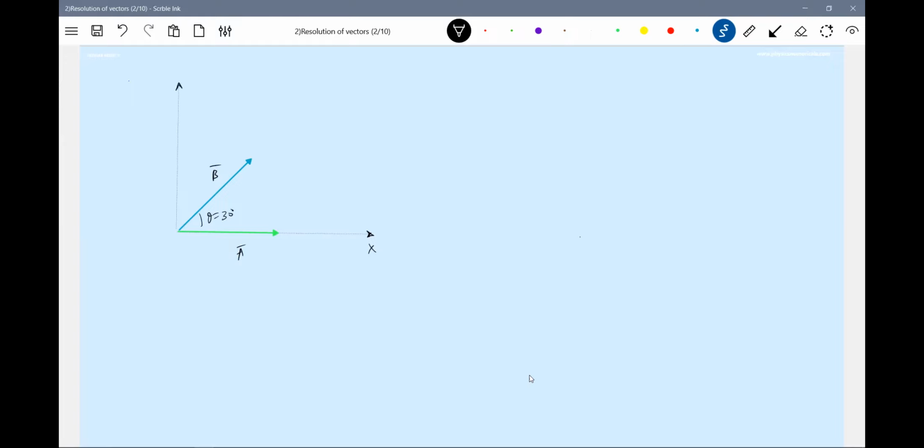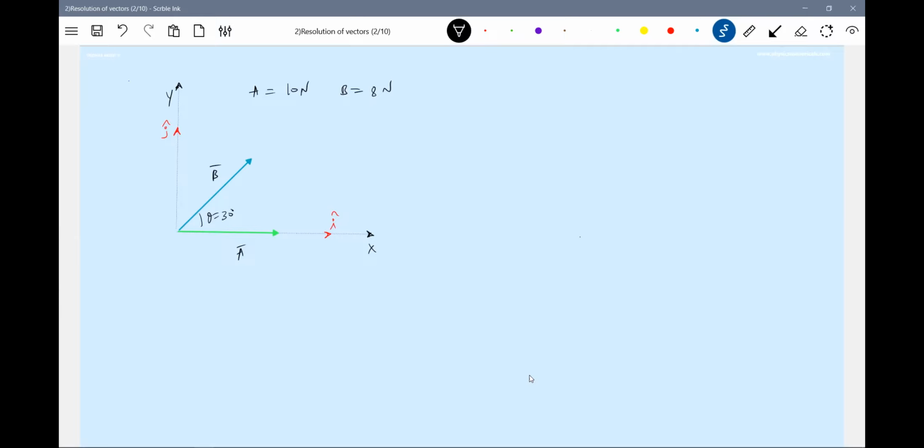What are the unit vectors? The I cap will be the unit vector along the x-axis, and J cap will be the unit vector along the y-axis. What is the vector a bar? It's very easy. Let the magnitude of a be 10 Newton, and B let it be, say, 8 Newton.